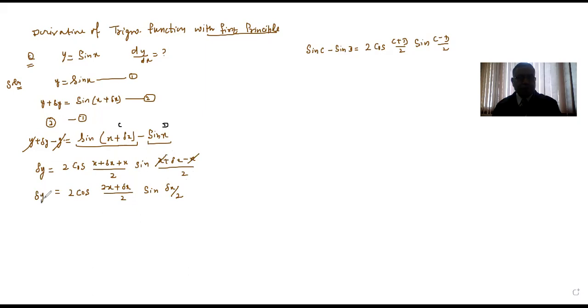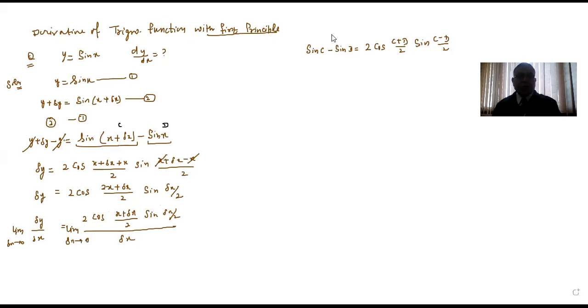This is delta y. So divide numerator and denominator by delta x. Limit delta x tends to 0. These are the steps we have already done when we discussed this in the class. Sine delta x over 2 divided by delta x. I have divided both sides by delta x such that limit delta x tends to 0.